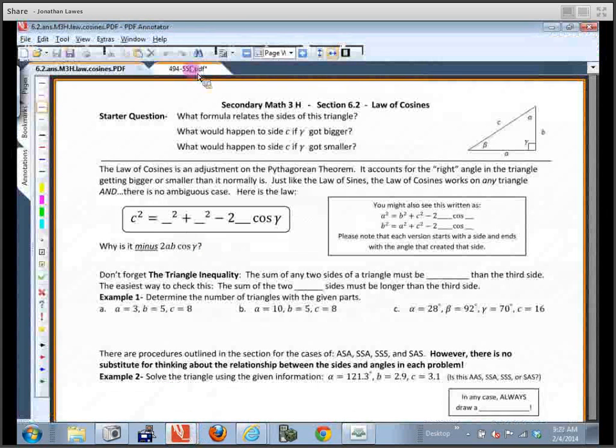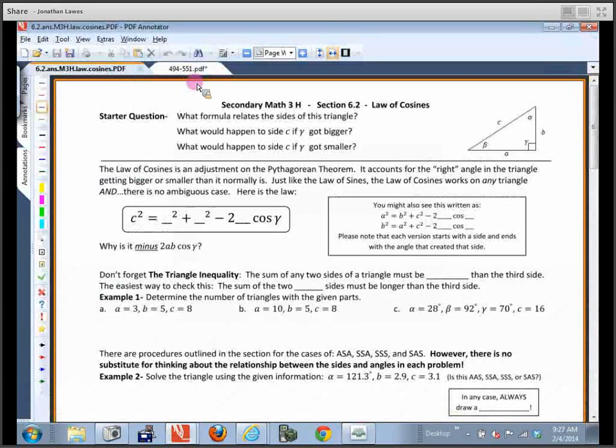All right. So take a look at that picture right there in the starter question. And the first question is, what formula relates the sides of this triangle? Yeah, you could use the Pythagorean Theorem, okay? So I'm going to say c squared equals a squared plus b squared. Just going to write it a little bit backwards, just for convenience here. So that works if it's a right triangle.